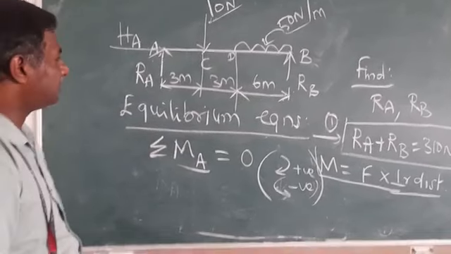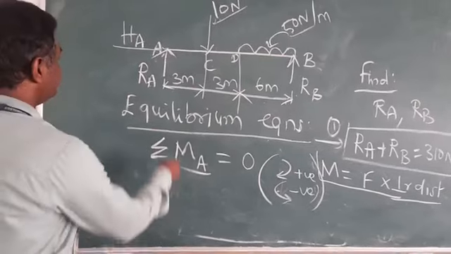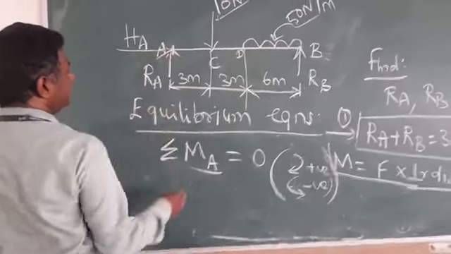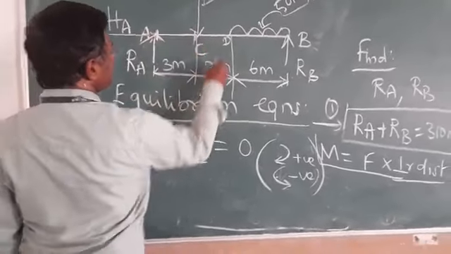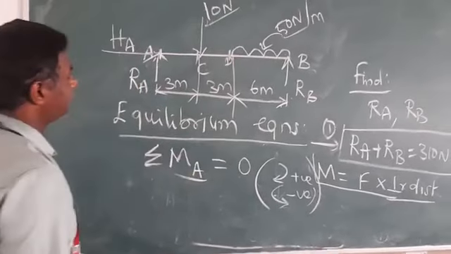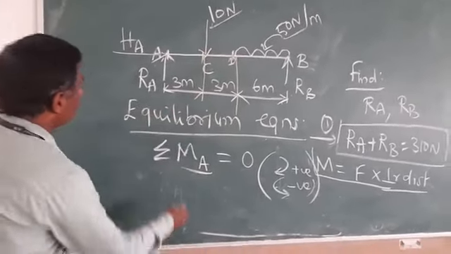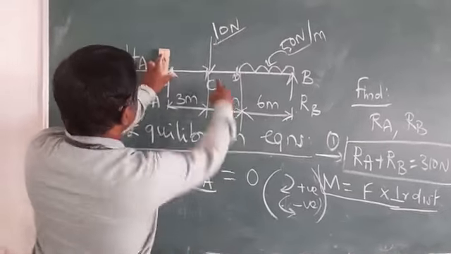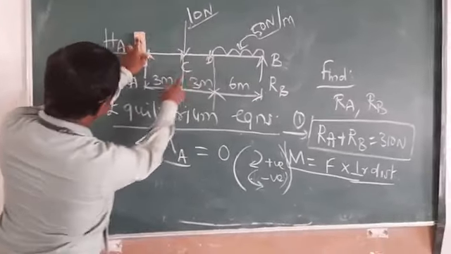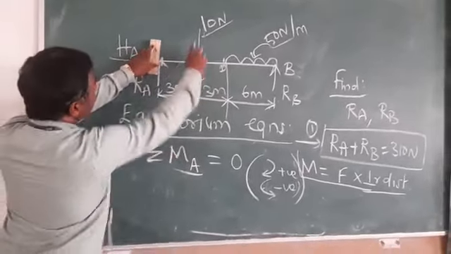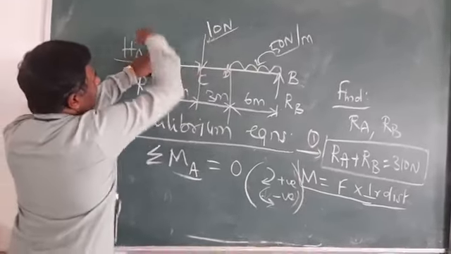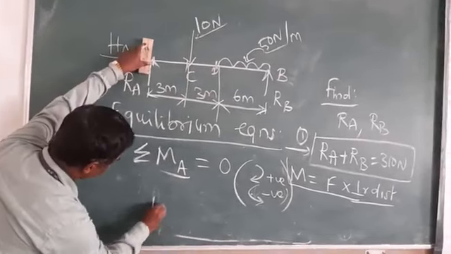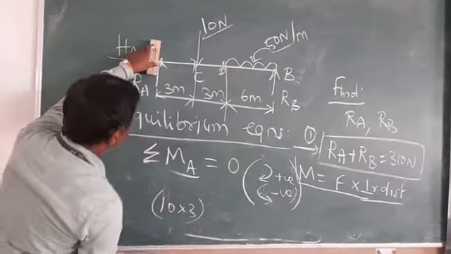How to find it? We have to make a reference point. For A, the reference point is here; for C here; for D here. Now for the 10 Newton load, it is 10 into 3 meter, and it travels to the point A in the clockwise direction. So 10 into 3 is taken as a positive value.